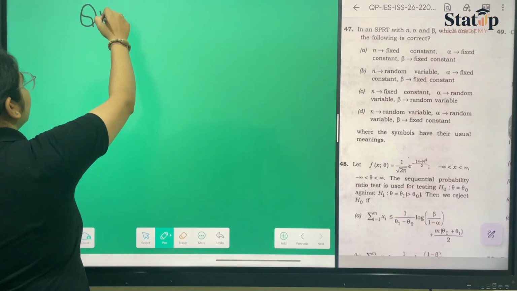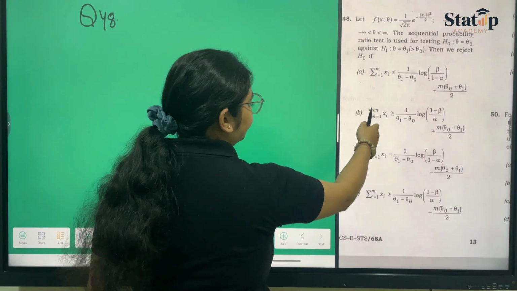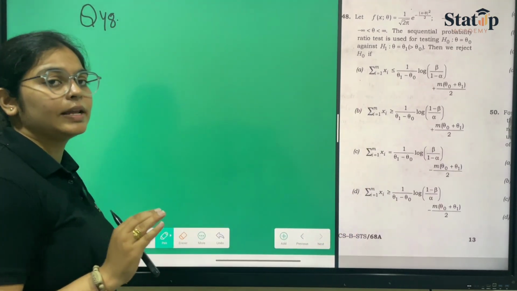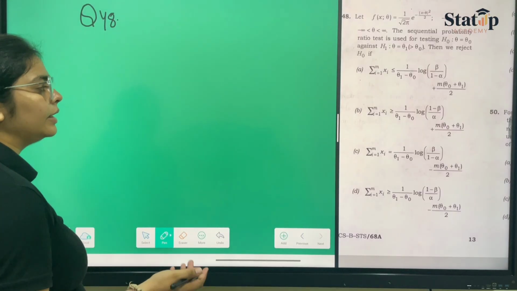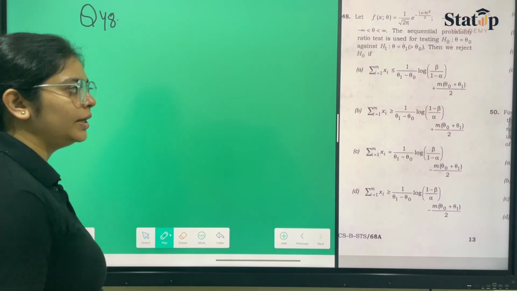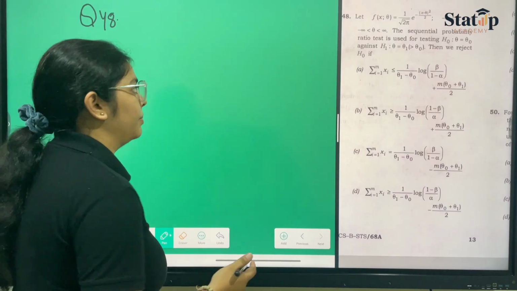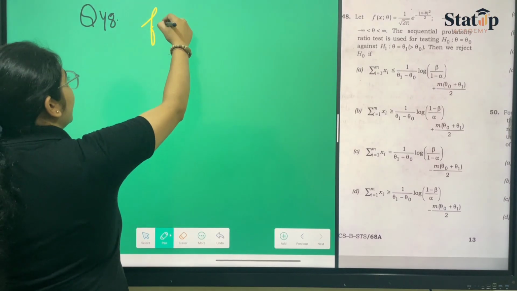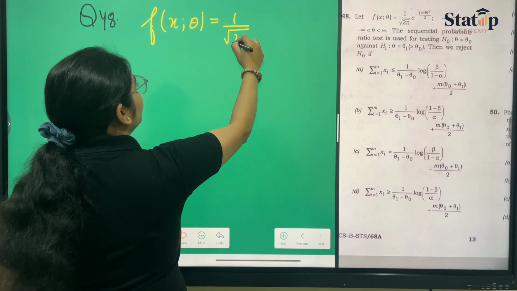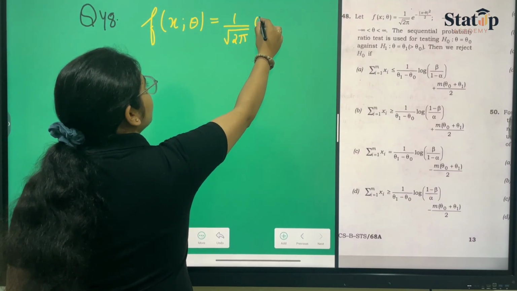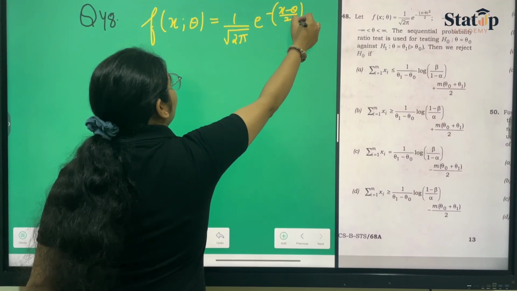Now moving towards another question, which is question number 48. This is also an easy one and it is directly a theorem that has been asked. But let us do it in detail. Let me outline how you will do it, and you can solve it on your own and I will write the answer. They have given us f of x theta, which is 1 upon root 2 pi, e raised to the power minus (x minus theta) whole square upon 2.